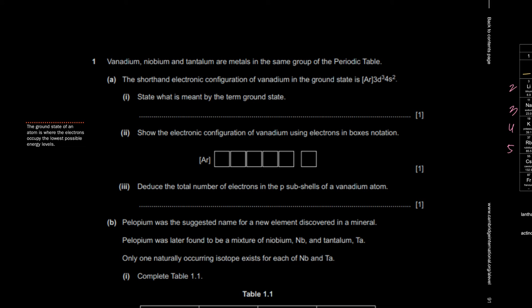Now remember, we've already studied this, that the ground state is basically the state of an atom where the electrons occupy the lowest possible energy levels, and that's the most energetically stable state, right? That's how we fill out the orbitals using the three rules that we studied: the Aufbau principle, the Pauli exclusion principle, and Hund's rule. So what is meant by ground state? It's the state where the electrons occupy the lowest possible energy levels.